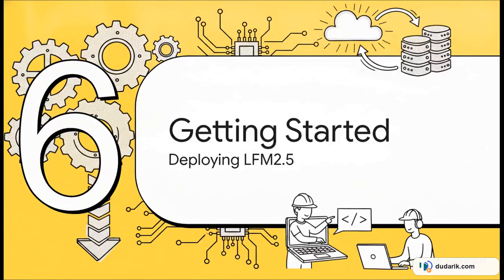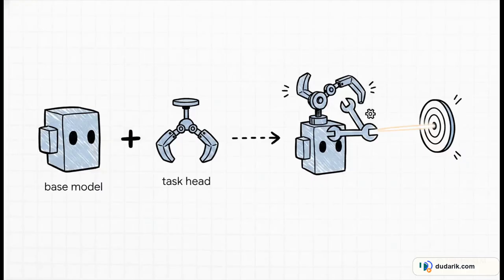Finally, if you're an engineer itching to get your hands dirty, here is Section 6, Getting Started and Deploying LFM 2.5. Okay, listen up, because this is the absolute most important takeaway if you're actually implementing this. You have to fine-tune it. Fine-tuning is strictly required. Out of the box, the base encoders just produce general-purpose representations. If you try to use the pre-trained weights as is, you're going to get near-random garbage outputs. You absolutely must attach a task head, whether that's for classification or retrieval, and fine-tune it for your specific use case.